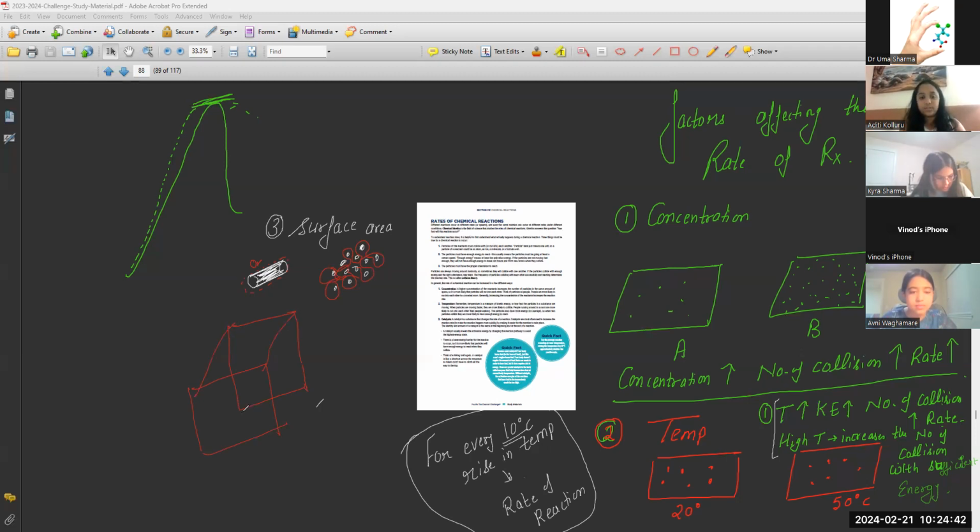If there is a big cube, what is the surface area of this cube? 6a squared. There are six such faces, each a square of side a. So 6a squared, right? But if I take out small cubes out of it, you divide it into small cubes, they'll have more surface area. Yes, that has more surface area.